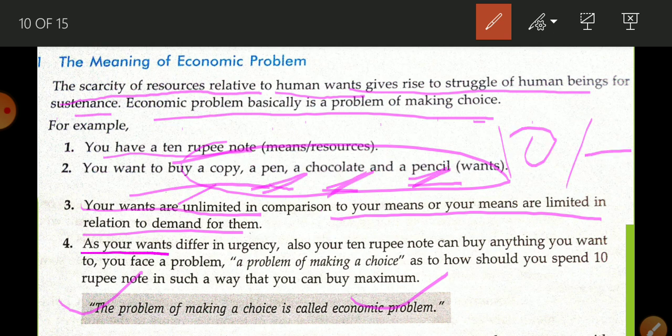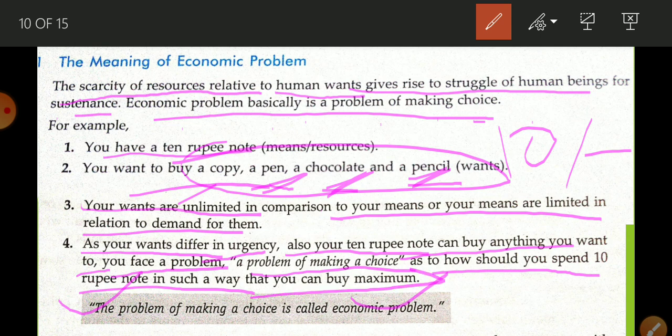As your wants differ in urgency, and your 10 rupee note can buy anything you want, you face a problem of making a choice: how should you spend 10 rupees in such a way that you get the maximum satisfaction? With 10 rupees you can do anything, take a copy, a pen, a chocolate, a pencil, but you cannot take all these things with 10 rupees, you can take only one. So when you reveal your choice, you are facing the economic problem. You have to make the selection. So this phenomenon is known as the economic problem.